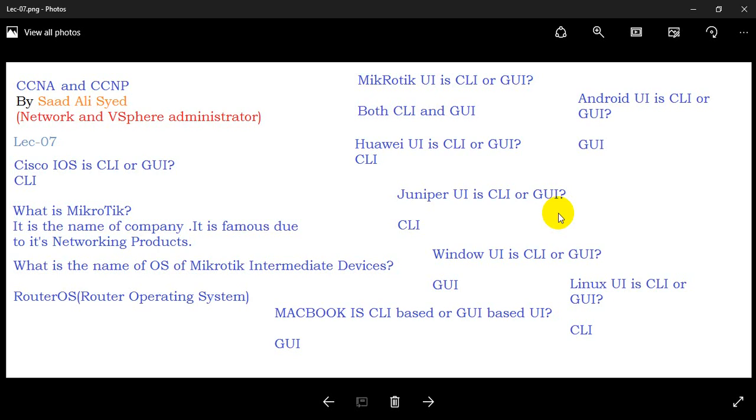Another question is Windows UI is CLI or GUI, so you know this, GUI. Another question is MacBook is CLI based or GUI based UI, so surely GUI. Android UI is CLI or GUI, surely you all know GUI. Linux UI is CLI or GUI, you all know CLI.